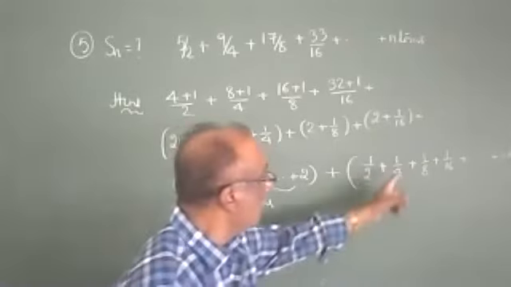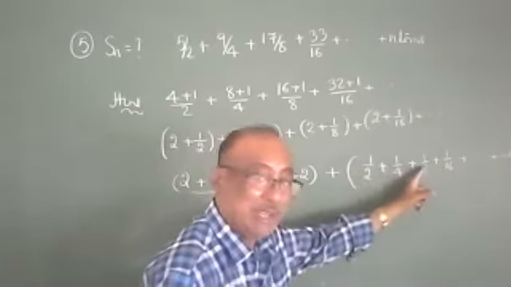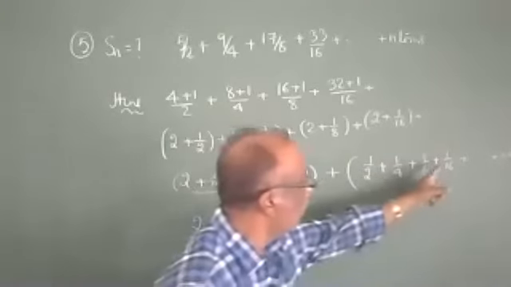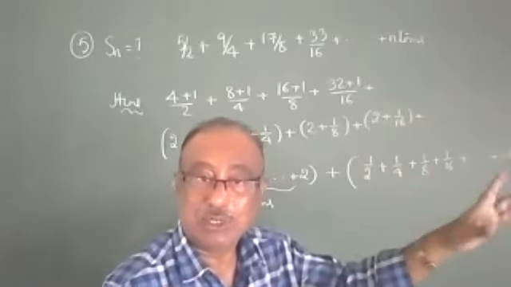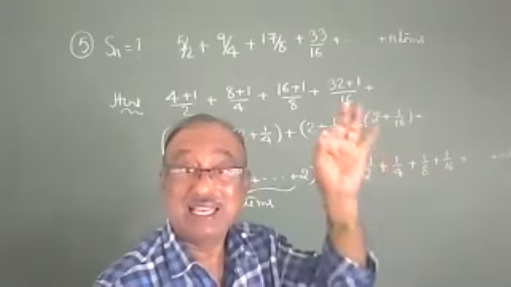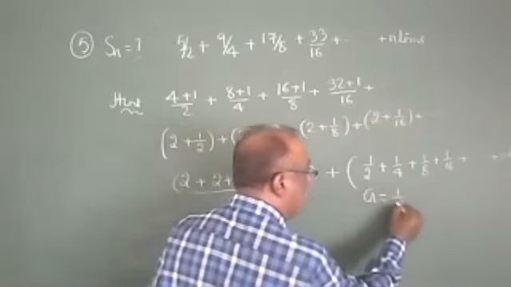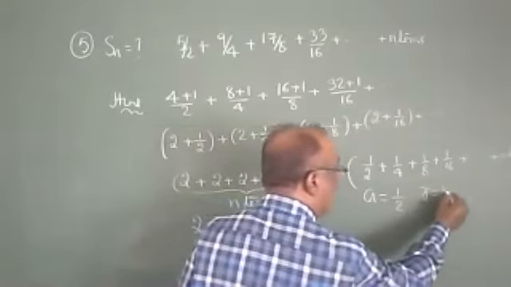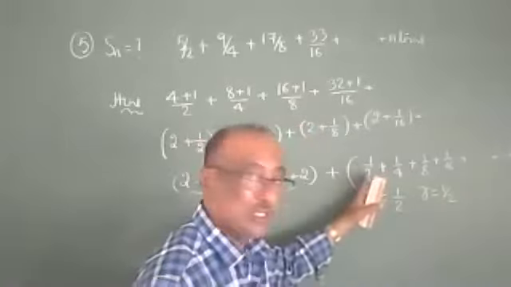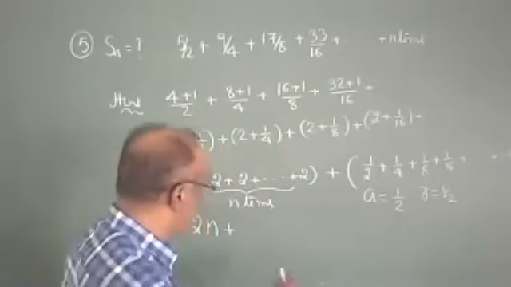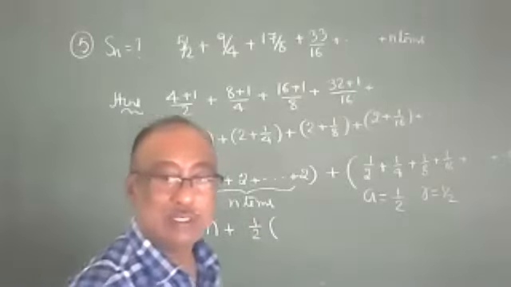Now see, 1 by 4 divided by 1 by 2 is 1 by 2. 1 by 8 divided by 1 by 4 is 1 by 2. 1 by 16 divided by 1 by 8 is 1 by 2. Throughout the series, the common ratio is the same. For the GP series, the Sn formula: first, A value is equal to 1 by 2, the starting number. R value is equal to 1 by 2, the common ratio. Write down the Sn formula. So A is 1 by 2.